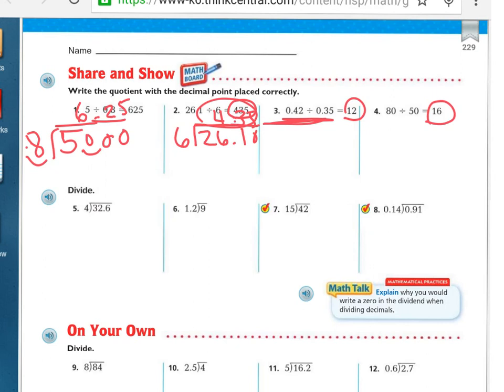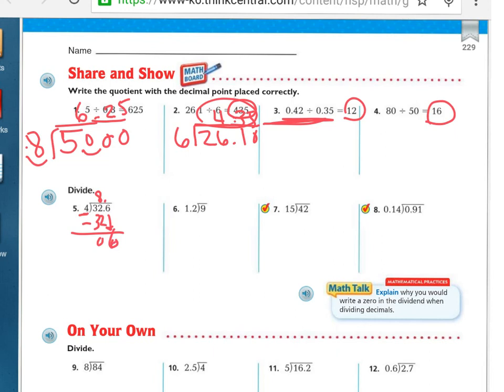So 4 can't go into 3, but can go into 32. 4 goes into 32, goes in 8 times, right? 8 times 4 is 32. I subtract, I get nothing left over. I bring down my 6. Oh, I gotta make sure I put my decimal right where it's supposed to be. There's no decimals on the outside, so I don't need to move my decimal. I just get to keep it right where it is. So I bring down my 6.